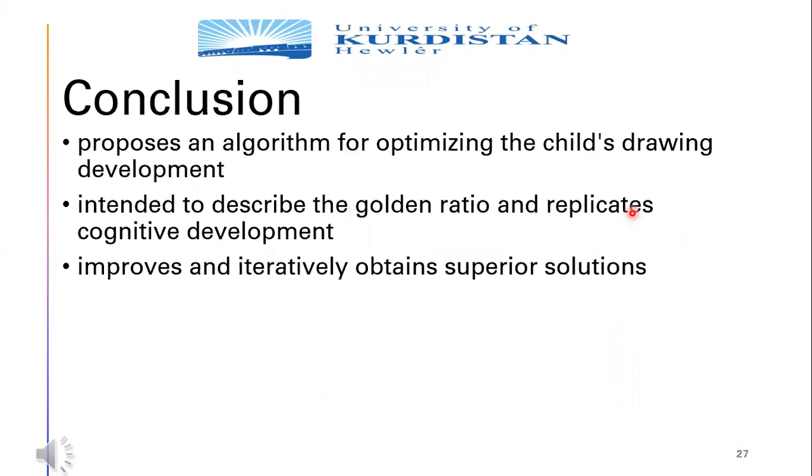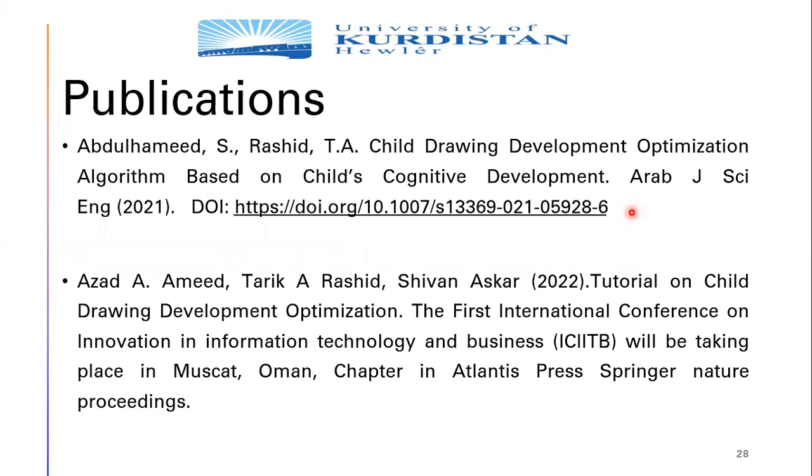Now, in conclusion, we proposed an algorithm for optimization. We call it child drawing development. The algorithm uses the golden ratio principle and replicates the idea of cognitive development in the child. We also concluded that the algorithm iteratively improves its drawing or solutions, and we got better solutions in the later iterations.